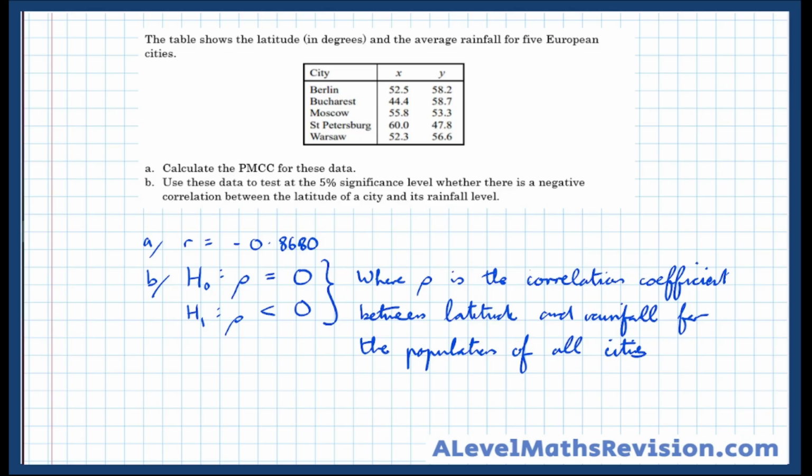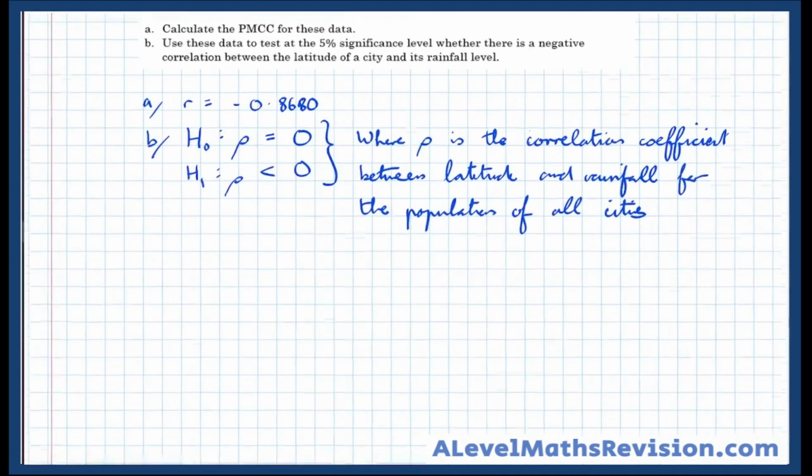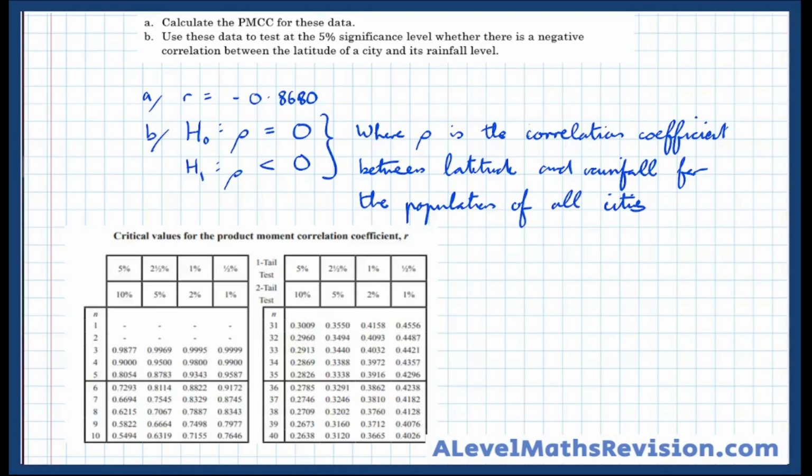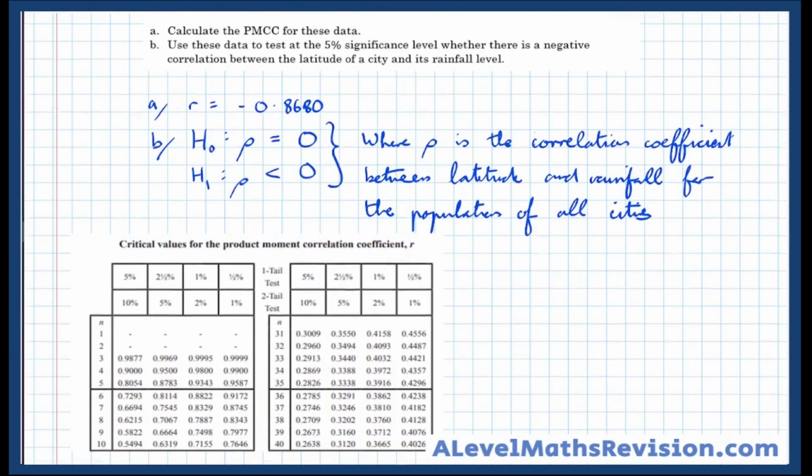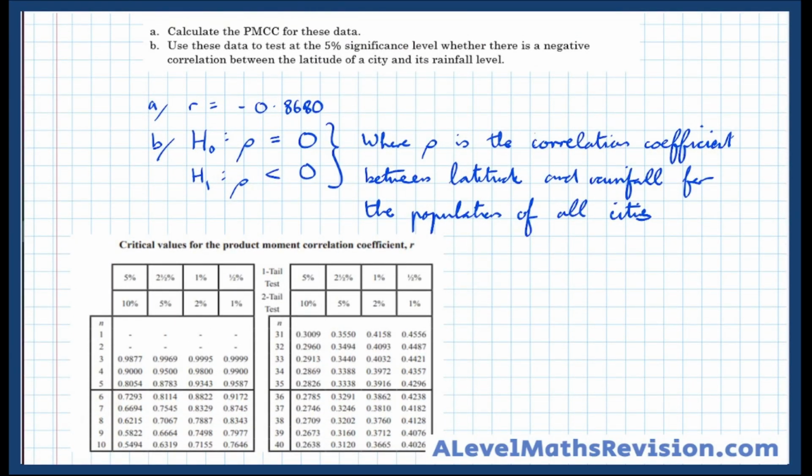Then we're going to get the tables of values up and compare our calculated value of R to the critical value. So let's do that now. There are 5 items of data, so n equals 5. It's a one-tailed test, and it's a left-tailed test at the 5% significance level. So one tail at 5% is there, n equals 5 is there, so 0.8054 is the critical value.